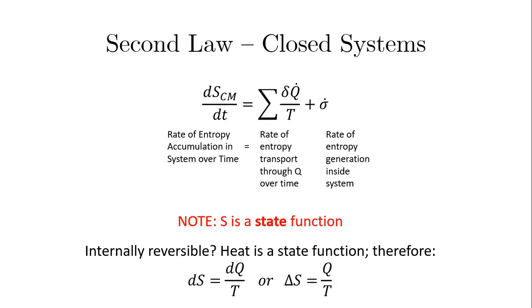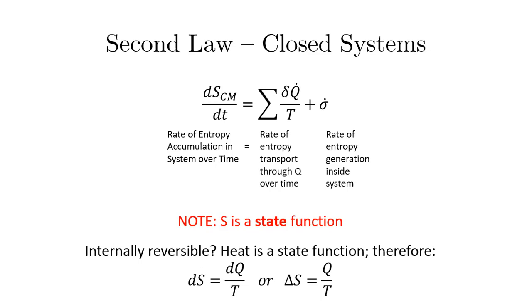So for a closed system, the change in entropy in a system, so how it accumulates within a system, will equal two terms. The first term, with a big sigma, is the rate of entropy transport in or out of the system through the system boundaries. Okay, and again, heat is not a state function, so I have to put that delta there. And so it's delta Q over T.